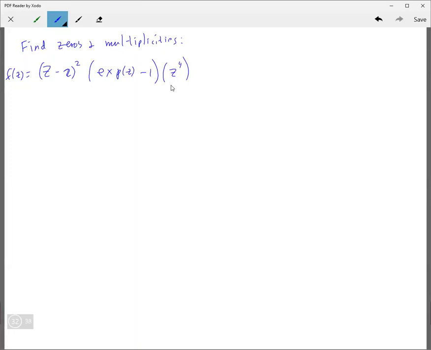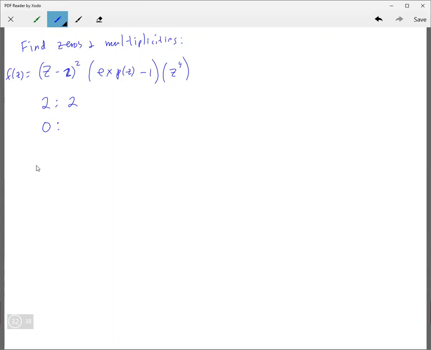Can you name any zeros of this function? Yeah, 2, 0, and 1. And one's not a zero. Oh, 0. One makes it e minus 1. Okay, but this is the tricky part. What's the multiplicity for 2? Well, that's just going to be 2, for this power here.